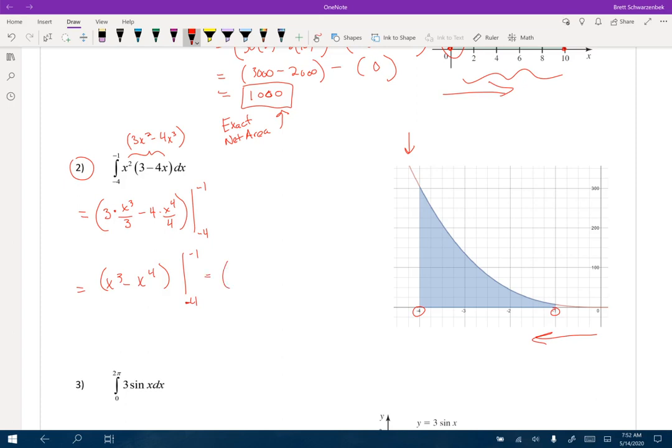So we start with -1 cubed minus -1 to the 4th. So that is our highest value on the graph, so the top value, b. And then we do the same thing for -4. So -4 cubed minus -4 to the 4th. Okay, so again, this is essentially going to be your f of b minus f of a calculation, right? Whereas this is your f of x from a to b scenario down here, okay?